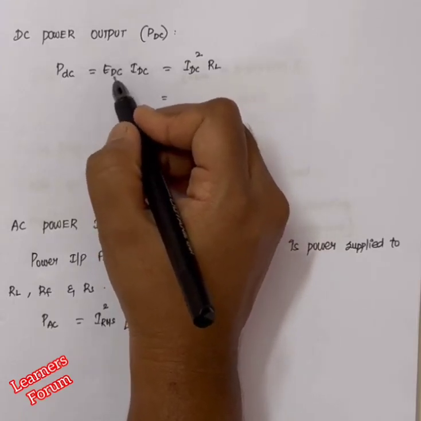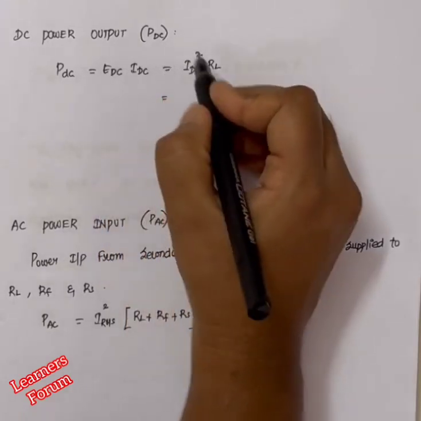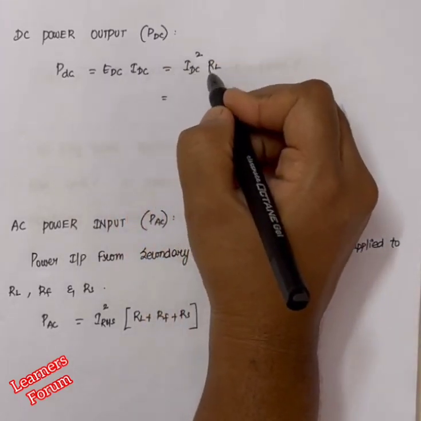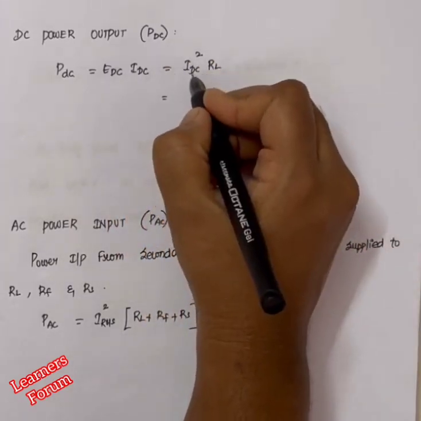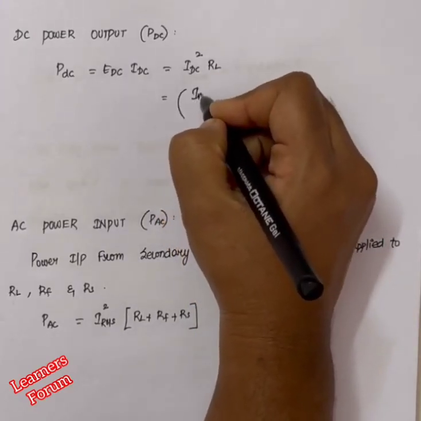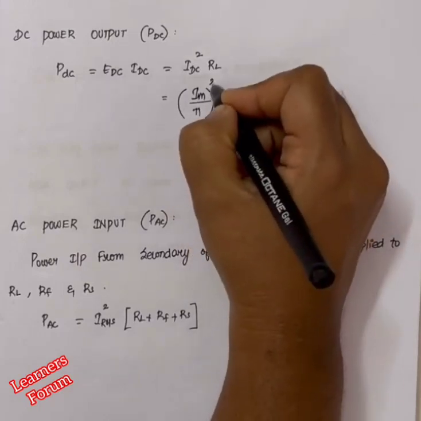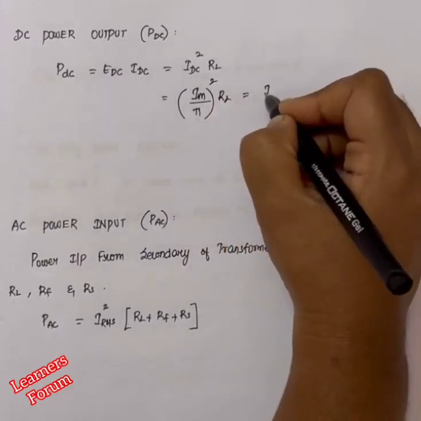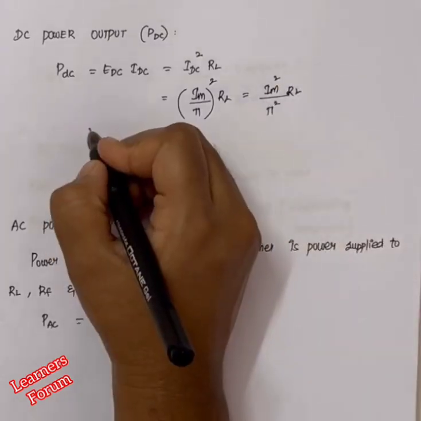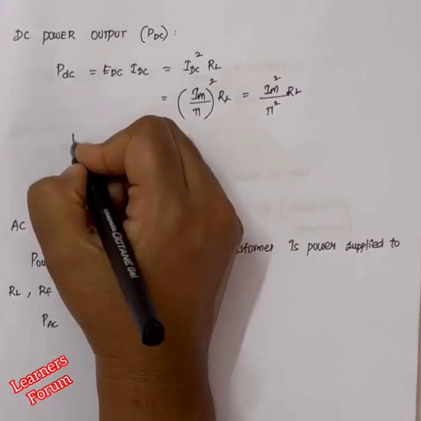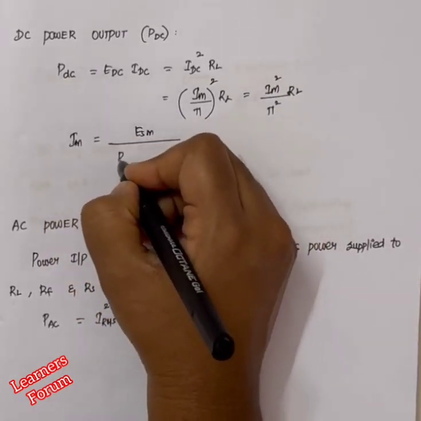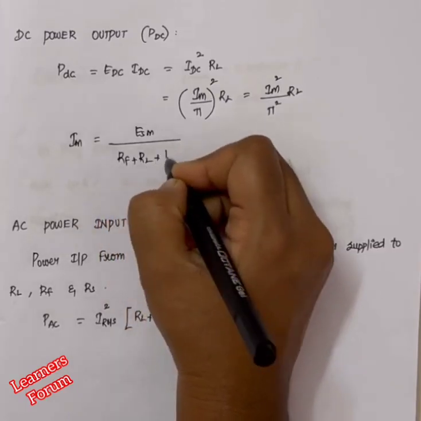Again you can represent E in terms of I into R. So it will be I squared R after multiplying with IDC over here. So IDC square into RL. So we have calculated the value of IDC just before. So we can apply the value of IDC, which is nothing but Im divided by pi the whole square into RL, which is Im square divided by pi square into RL. Again the value of Im is a question mark there. So Im is nothing but ESM divided by the total resistance value RF plus RL plus RS.